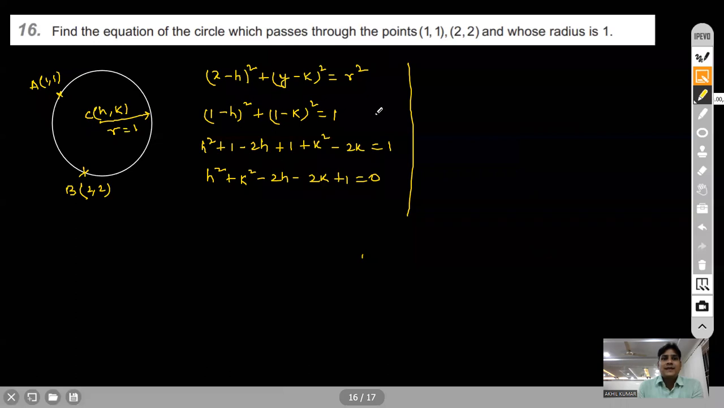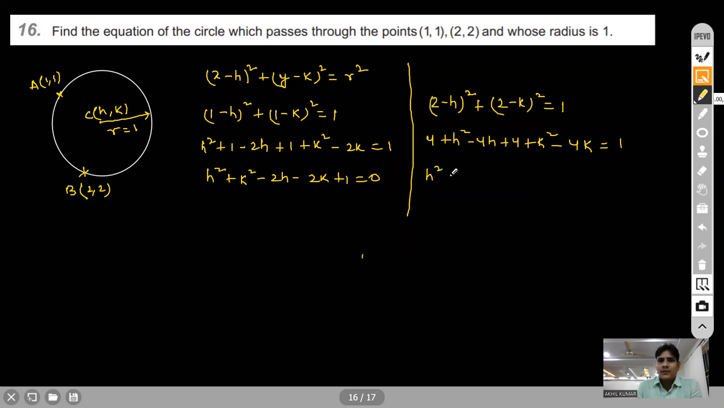Now, B should also satisfy this equation. So putting that also, (2 minus h) whole square plus (2 minus k) whole square is equal to 1. So, 4 plus h square minus 4h plus 4 plus k square minus 4k is equal to 1. That will be h square plus k square minus 4h minus 4k plus 4 plus 4, 8 minus 1, that will be 7, plus 7 is equal to 0. Okay.